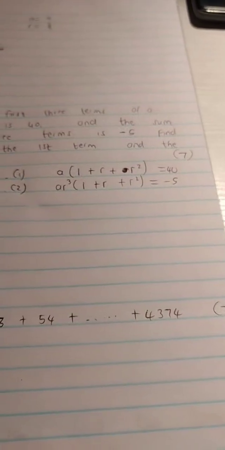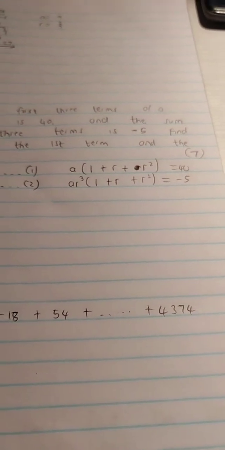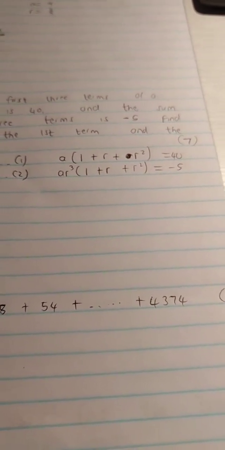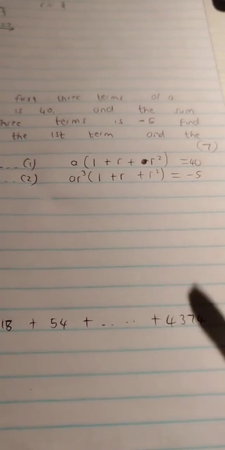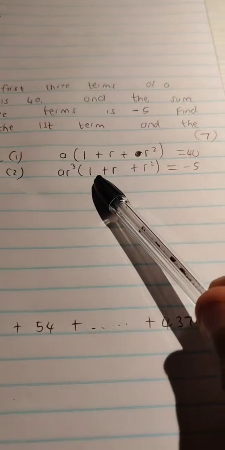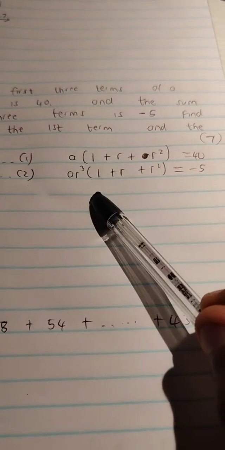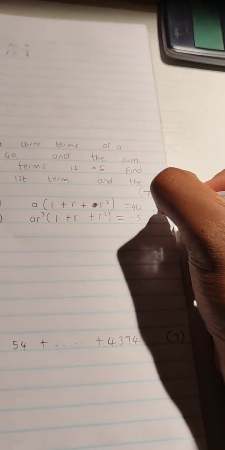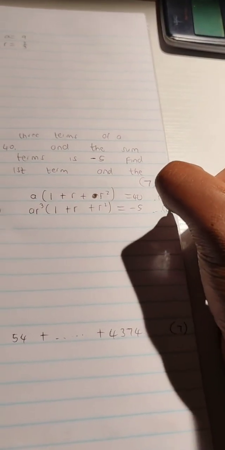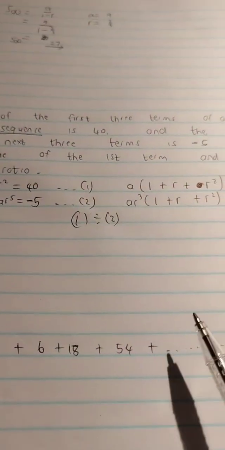Because we are going to divide the two equations. Okay, what are we going to do? We are going to divide the two equations. Why? So that we can eliminate what's common. All right, so we're not going to subtract the two equations, we are going to divide them. So we are going to take equation 1 and equation 2. Then we are going to say equation 1 divided by equation 2.